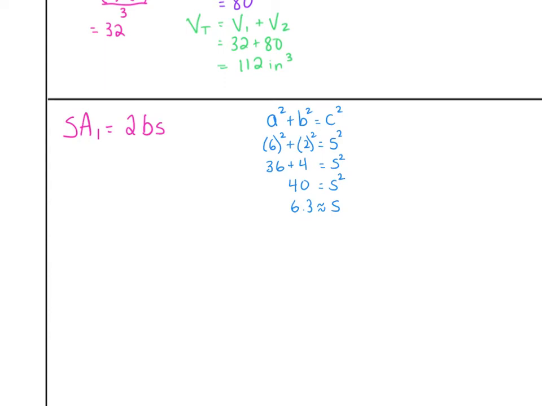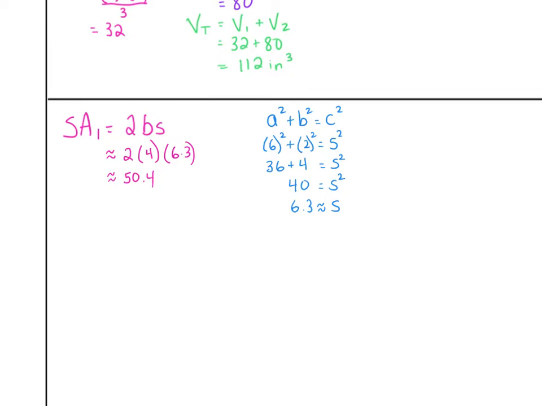So to find the surface area, it's going to be approximately, because we're going to substitute in a rounded number, 2 times the length of the base, which is 4, times the slant height, which is 6.3, and that is approximately equal to 50.4.